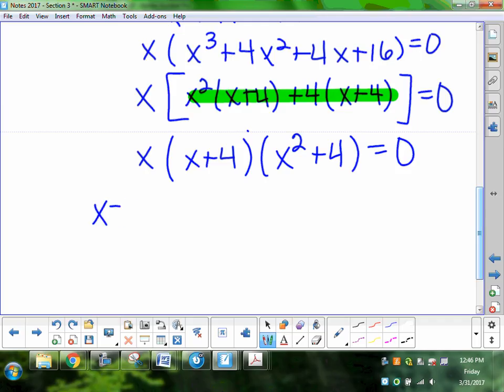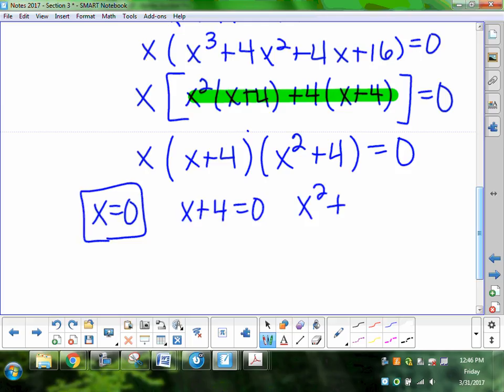X equals 0. First factor set equal to 0, and that's an answer. X plus 4 equals 0. And x squared plus 4 equals 0. And there's a temptation there to think that that factors down. What do you say to those who would argue that x squared plus 4 factors down? What are you going to say to them?